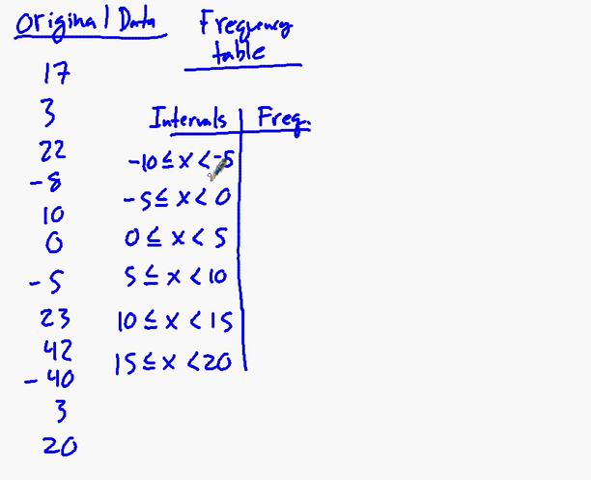Notice how the intervals are broken up. We have, this is x is greater than or equal to -10, so -10 would be in this interval. But this is x is less than -5. So -5 would not be in this interval. It would actually be in the next interval. And that's an important distinction, all the little details, because if you happen to get a value right at the border of an interval, you have to know which one to put it in.